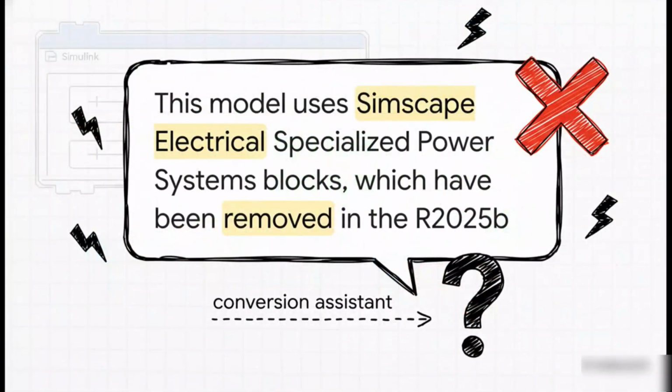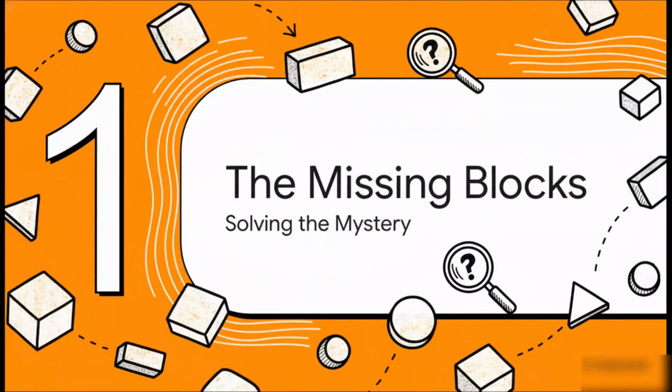And this is probably the error message you're staring at. It's a bit of a shock, right? It even mentions a conversion assistant, which sounds like a lifeline, but as we're about to see, it's not nearly that simple. The really crucial part here is that a fundamental piece of Simulink has just vanished. So where did everything go? It's like a key part of your toolbox just disappeared overnight.